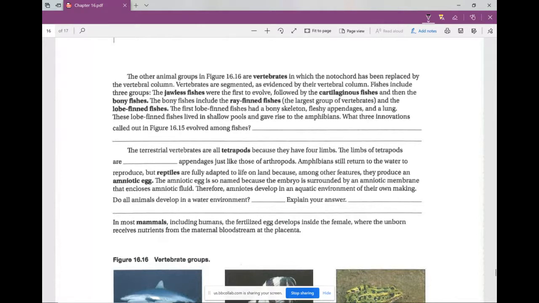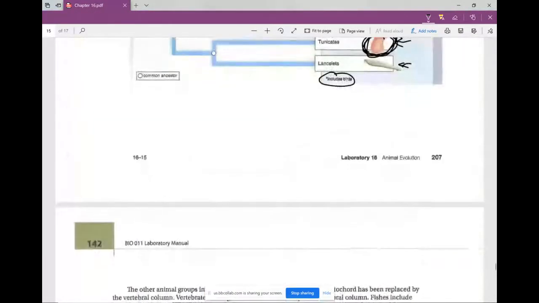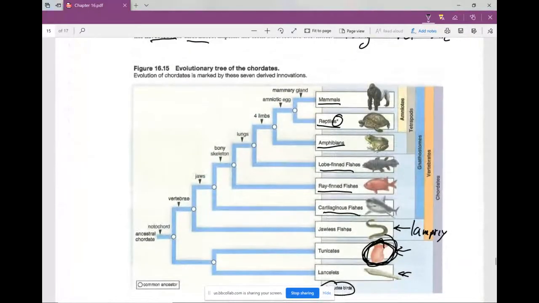The other animal groups in the figure above are vertebrates, in which the notochord has been replaced by the vertebral column. Vertebrates are segmented, as evidenced by the vertebral column. Fishes include three groups: the jawless fishes, the cartilaginous fishes, bony fishes. The bony fishes include the ray-finned fishes and the lobe-finned fishes. And what innovations, called out in the figure, evolved among fishes? Let's see what they're talking about. Oh, yes. Jaws, bony fish, and lungs.